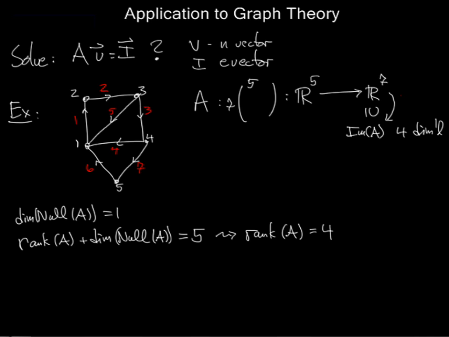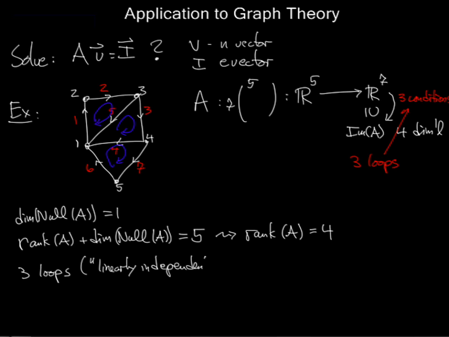And notice that we're inside a 7-dimensional space, so it must be that the image is cut out by 3 conditions. Every time you have a linear condition, it cuts the dimension down by 1. And every time you have a loop, you have a condition. The sum of those has to be 0. And this circuit has 3 loops. And so you see that the 3 loops, which I'm going to call linearly independent, correspond to the fact that you have a 4-dimensional image.